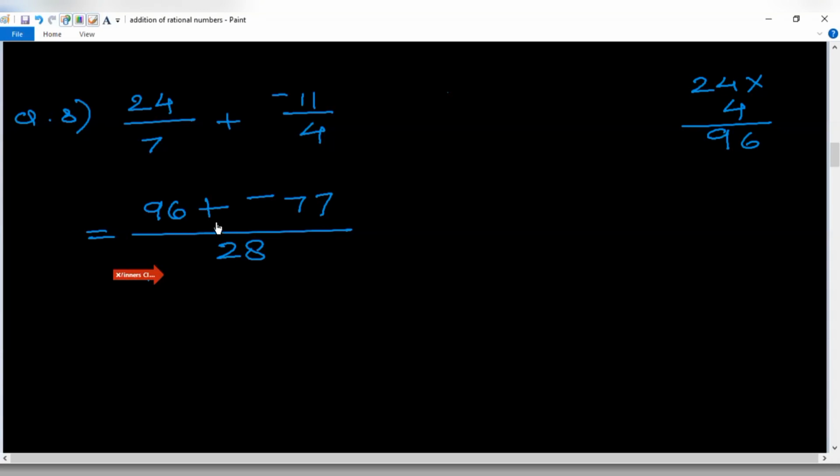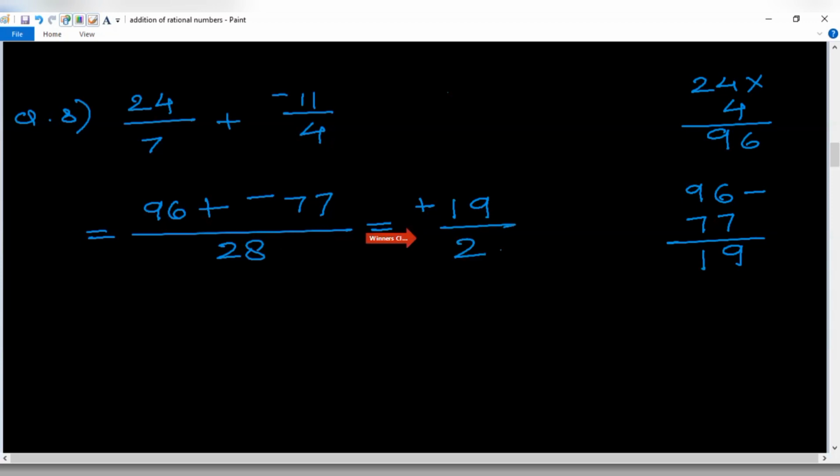So 96 plus negative 77. So we have to add a positive with a negative and the bigger one is positive. So the answer is also positive. Next, we have to do the subtraction. 96 minus 77, that is 19. So it is positive 19 by 28.